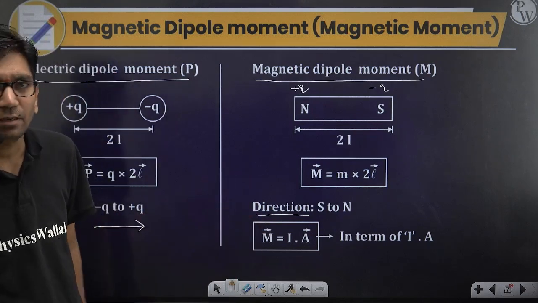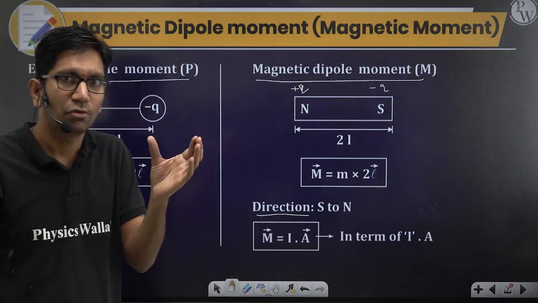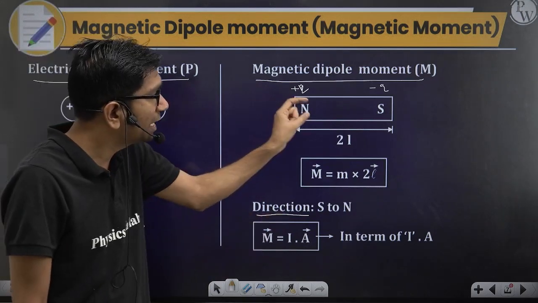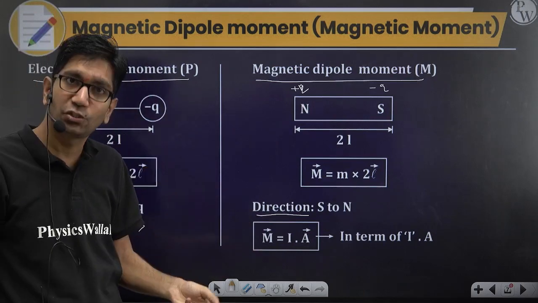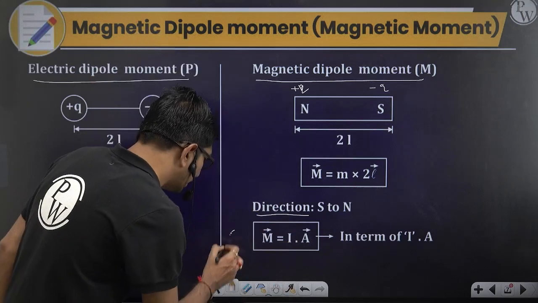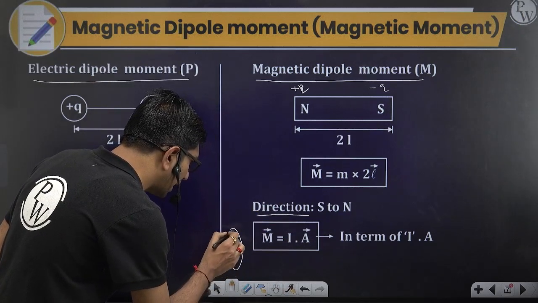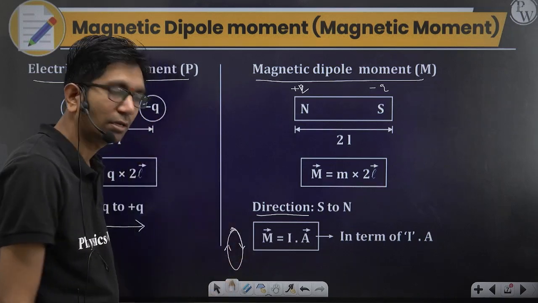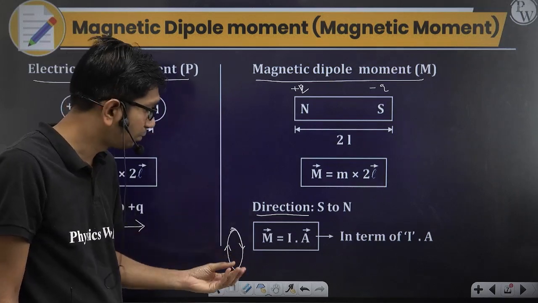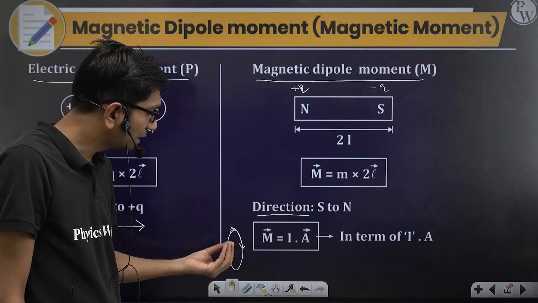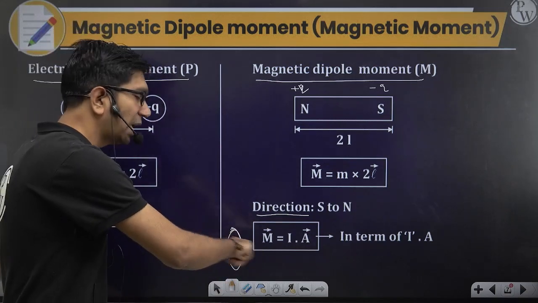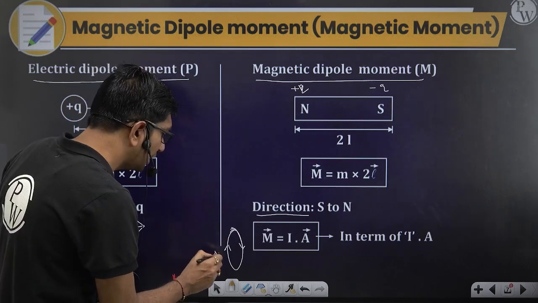See here, for the magnetic dipole moment, we have two formulas. One is due to a bar magnet, and one is due to a current carrying coil. Is it clear? If a current is passing inside this coil, it definitely produces a magnetic field, or it acts as a magnetic dipole. See here, in the last class we discussed this one. So here is the north pole and here is the south pole.